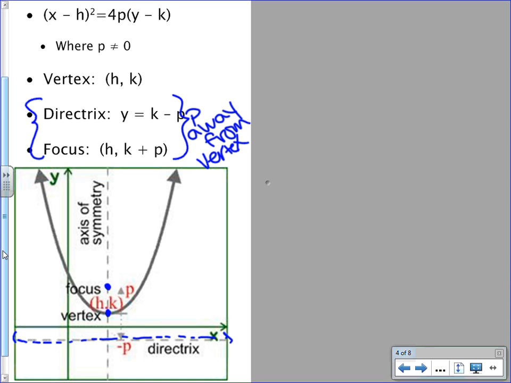What would be different about our equation if it was opening down? So what would be different? Like, for the focus, would it be k minus b? Well, I'm talking about way up here. What would be different?